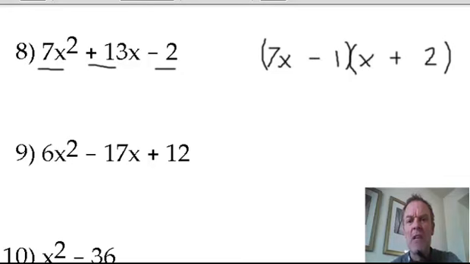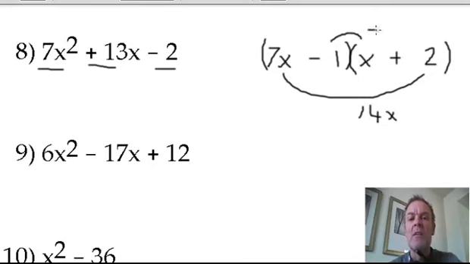Now remember, I'm just making an educated guess on this. Of course, I've done this a lot of times. And then check on it. Can you see, that is 14x for the outer. The inner is negative 1x. And of course, if you add those two together, you'll get 13x. So that's the answer. I just did it by trial and error. Sometimes if you put the numbers in the wrong place, just switch them round. If you get the signs wrong, switch them round until you FOIL it to check.